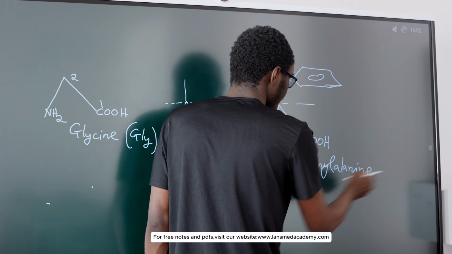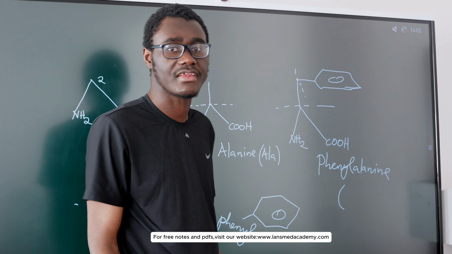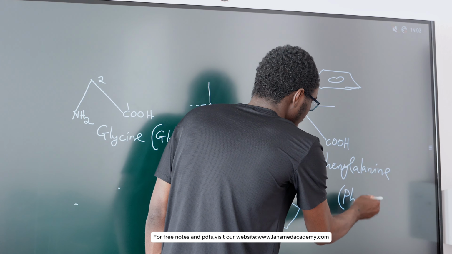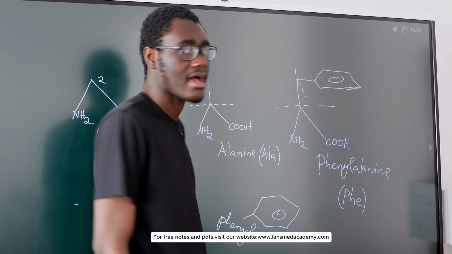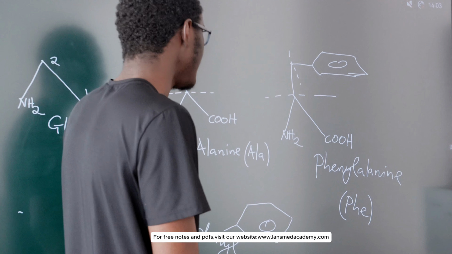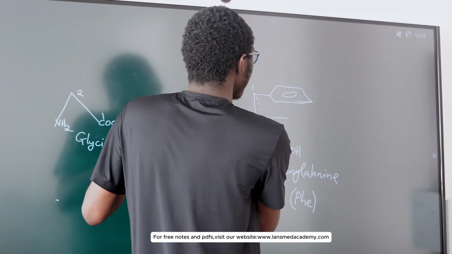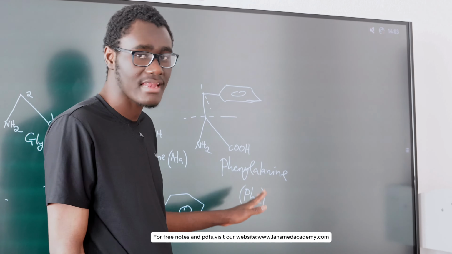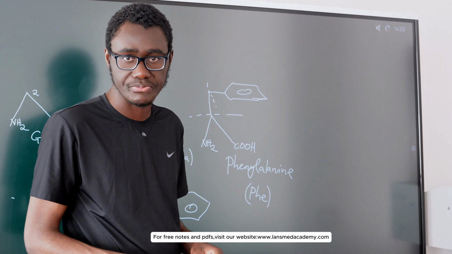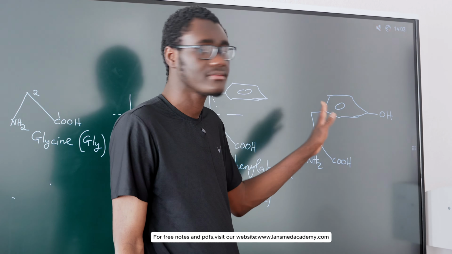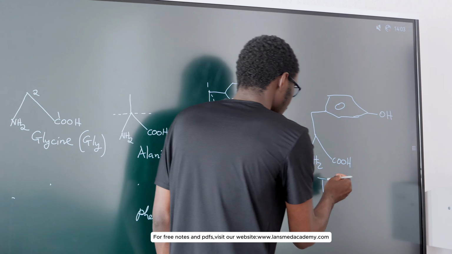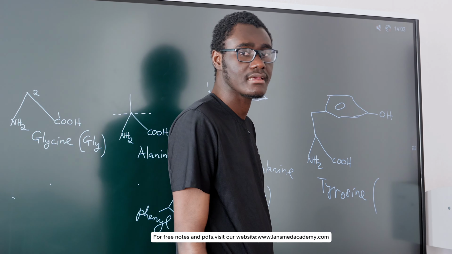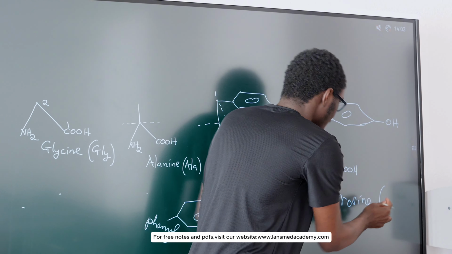Phenylalanine. And the three-letter abbreviation for phenylalanine is PHA. Phenylalanine. Next, we have what we call tyrosine. Tyrosine is just like phenylalanine, but with an OH group. It becomes tyrosine. And the three-letter abbreviation for this is TYR.